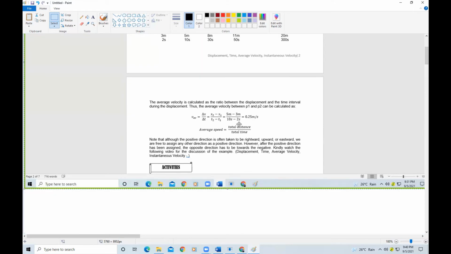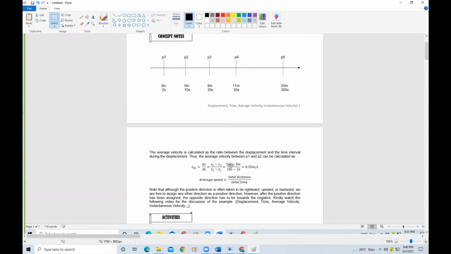So let's calculate. 5m at P2 minus 3m at P1, so this is equal to 2m. Then the time is 10 seconds at P2 minus 2 seconds at P1. So 10 minus 2 is equal to 8. So 2 divided by 8 is equal to 0.25 meters per second. The unit comes from distance and time.